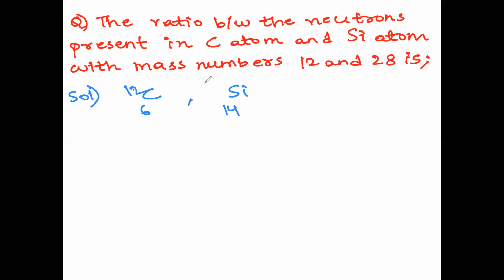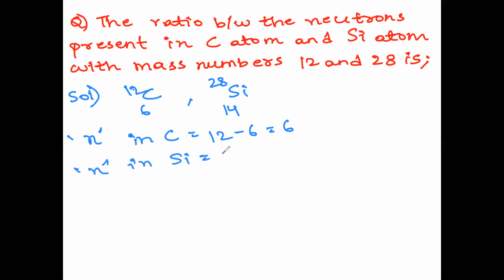14 and 28, because the atomic number of silicon is 14. So the number of neutrons in carbon is equal to A minus Z, that is 12 minus 6, which equals 6. Similarly, the number of neutrons in silicon is equal to 28 minus 14, which is equal to 14.